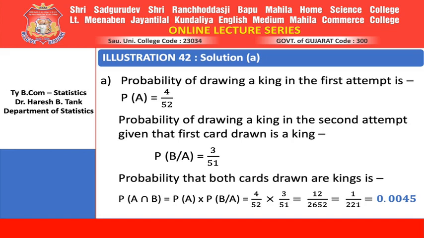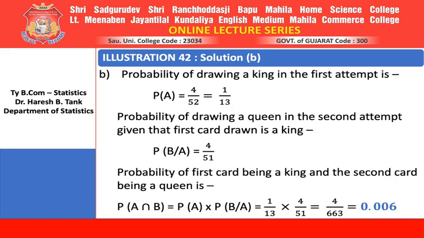Now the question was both cards drawn are kings. So ultimately what we require is probability of A intersection of B. Probability of A intersection of B is nothing but probability of A multiplied by probability of B where A already occurred. So that is nothing but 4 by 52 multiplied by 3 by 51. Multiplying it comes to 12 by 2652. Simplifying it comes to 1 upon 221. And that probability comes to 0.0045. And that becomes the answer of first.